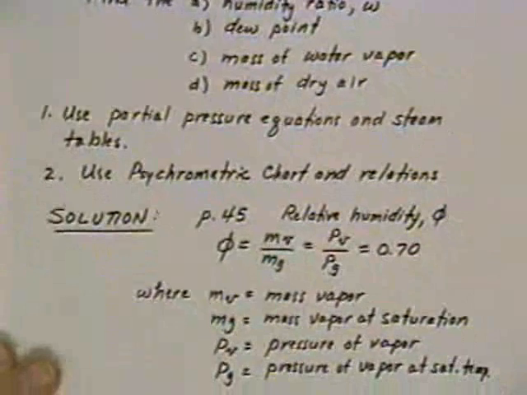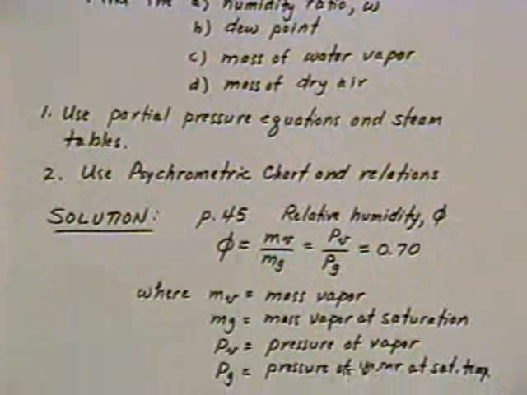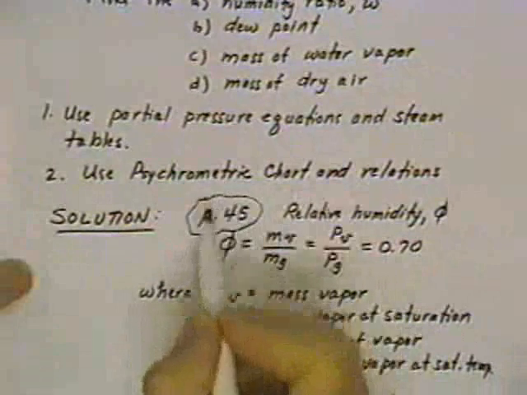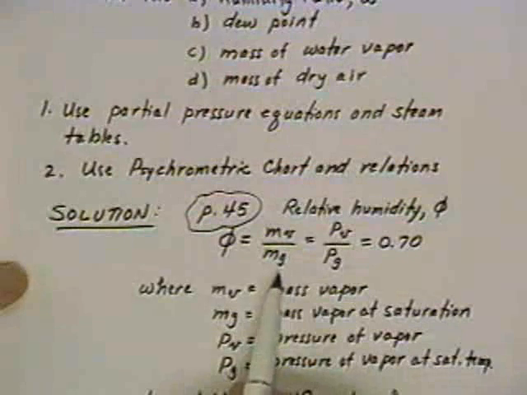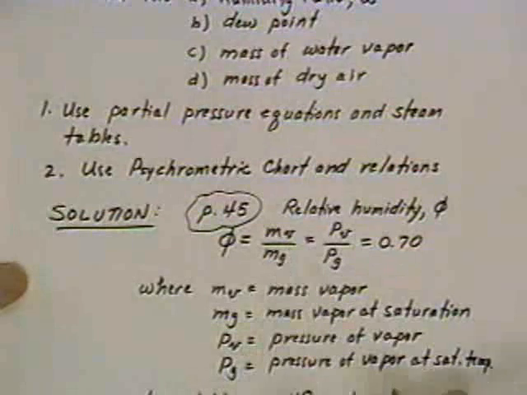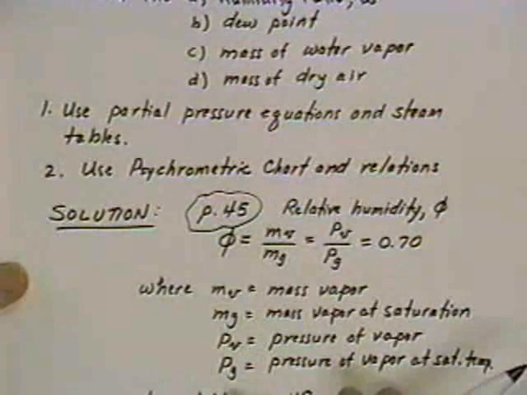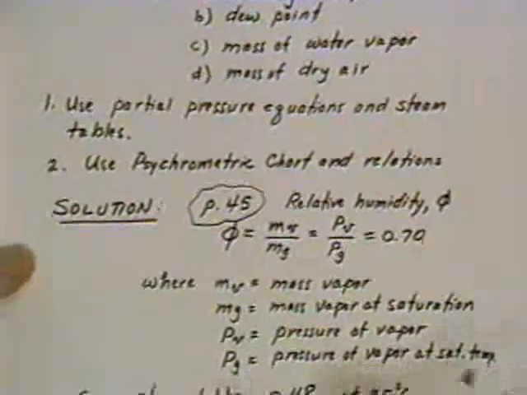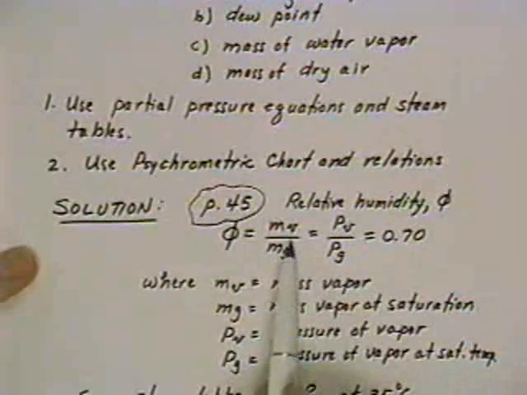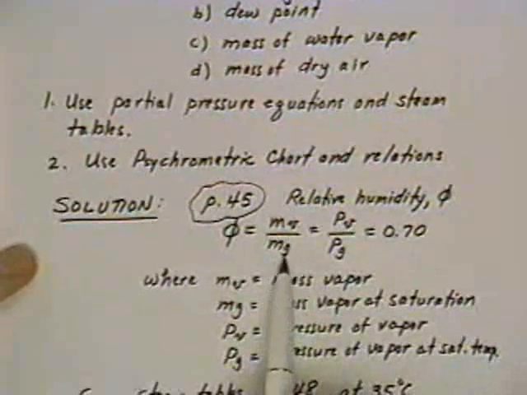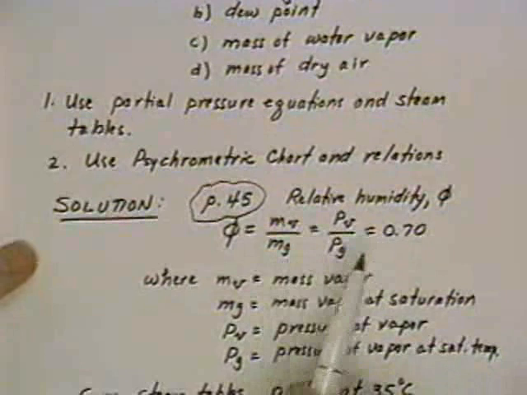Okay, relative humidity, first of all, defined on page 45 in the reference manual. Relative humidity phi is defined as the mass of vapor over the mass of the vapor at saturation, m sub v over m sub g. Relative humidity is 100% if the air is fully saturated and you can't get any more vapor into it. And relative humidity would be very low for small amounts of water vapor compared to what could be contained in the air at that particular pressure condition.